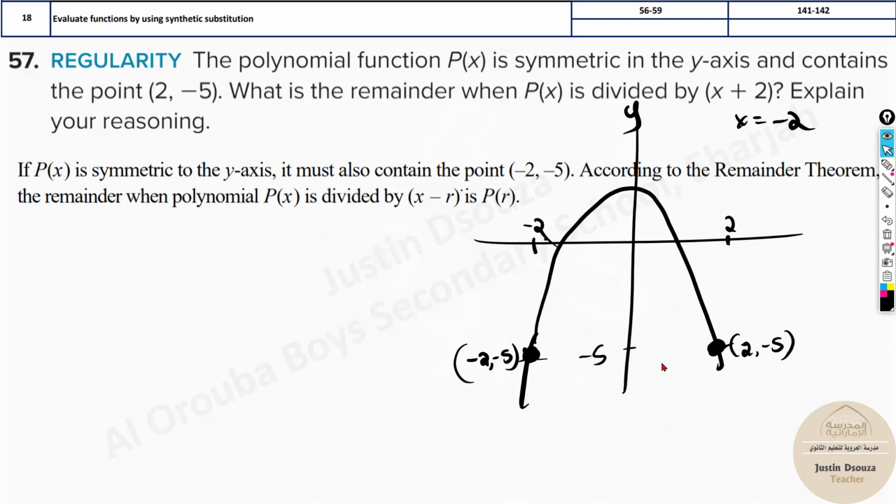If you draw this graph, I'm sure you'll get full marks. So just draw this graph, it explains more. Because over here, this graph shows we already have this point. So it's symmetric on the y-axis, so there must be minus 2, minus 5 as well. So the remainder is what? Minus 5 here. That's the answer.